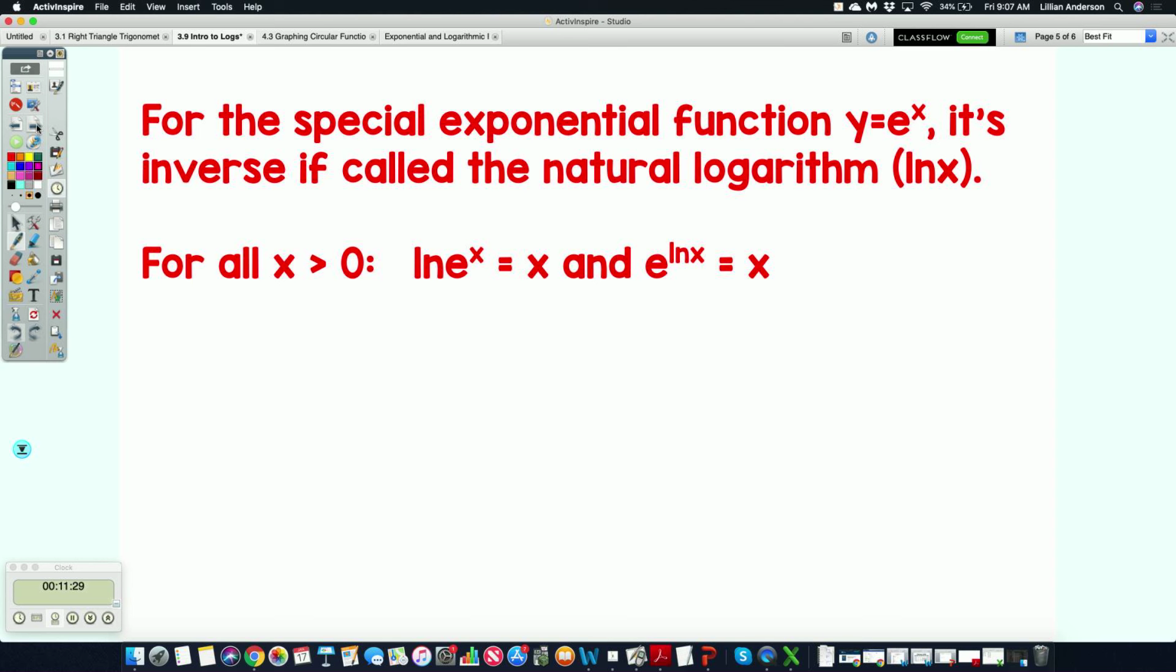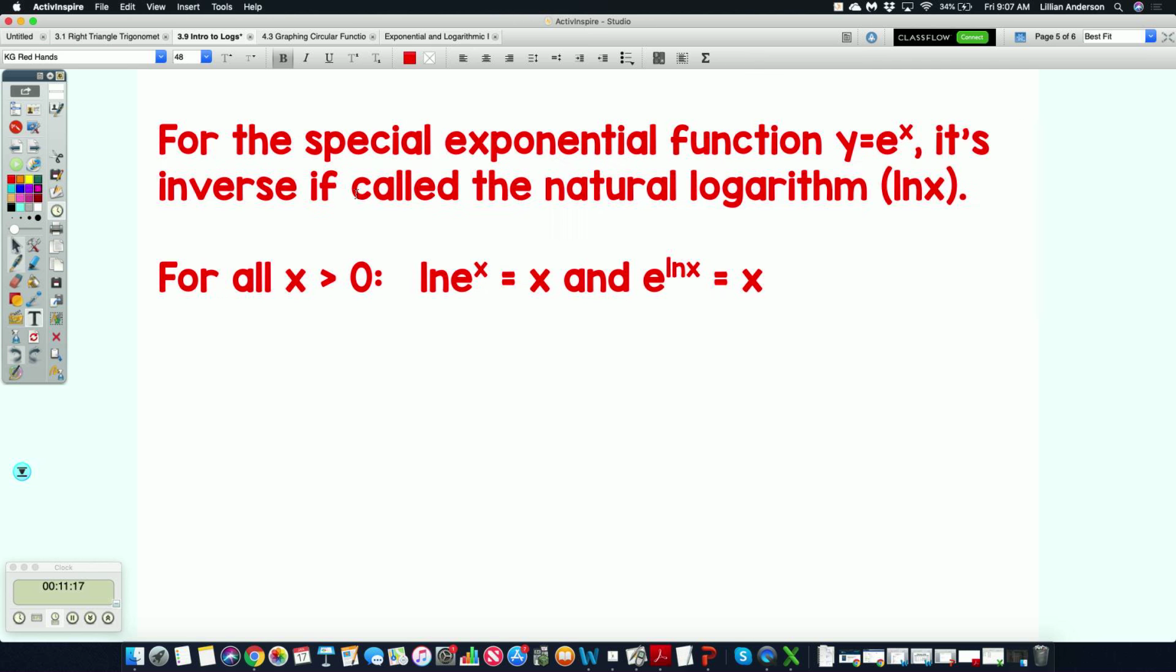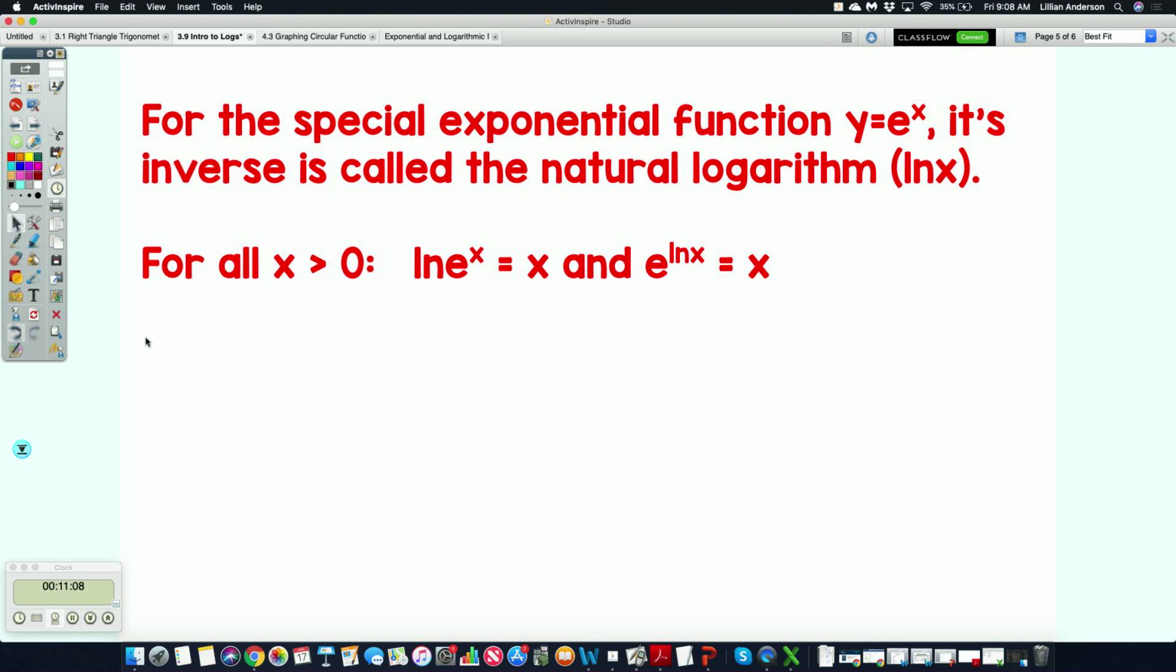Remember on Wednesday we talked about a special exponential function, which was e to the x. It too has an inverse, and it is called the natural logarithm, the ln of x. That's why when you go to press that button in your calculator to get e, you have to press second ln. They are inverses of each other. For all x greater than 0, the ln of e to the x power is x, and e to the ln of x is equal to x. It's like they cancel each other out. The ln of e cancels out and you're just left with the exponent. Same thing, e to the ln cancels out and you're just left with x.